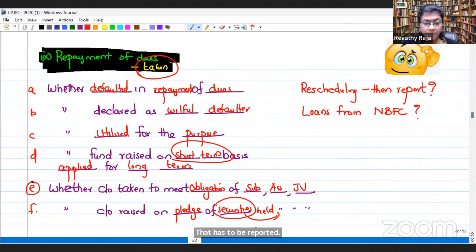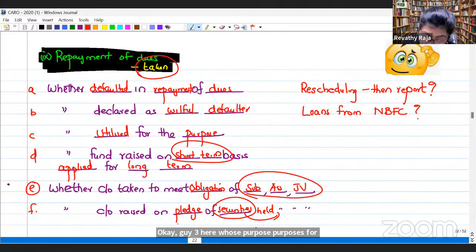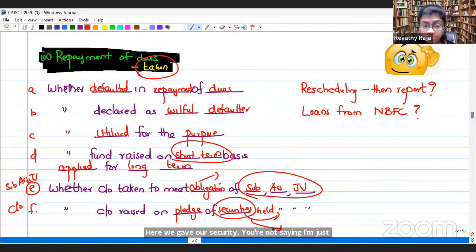Here, the purpose is for them, for the subsidiary, associate, JV. Here, it is for us. Here we gave our security. Here the security is your subsidiary and joint venture shares that you pledge. Whenever there is a subsidiary or associate, you have to have some security, and that security I've pledged. Yes, Anjali is helping me. For the F clause, shares held by the company in subsidiary, associate, JV are pledged. You're perfectly right.